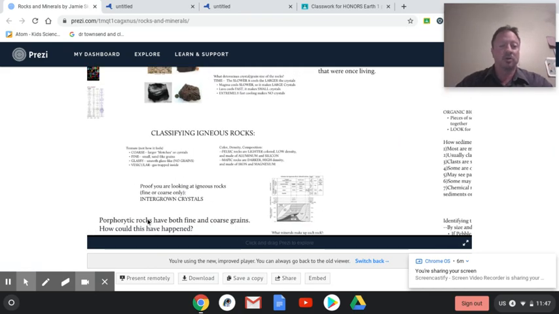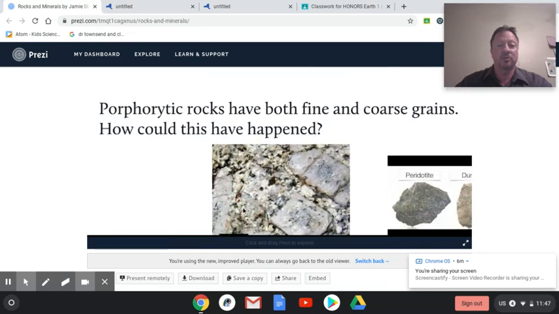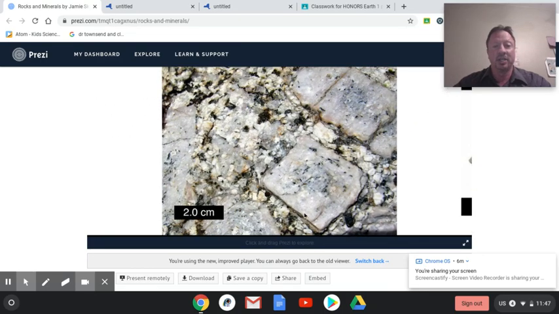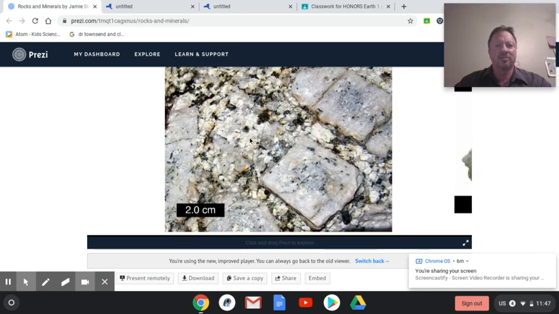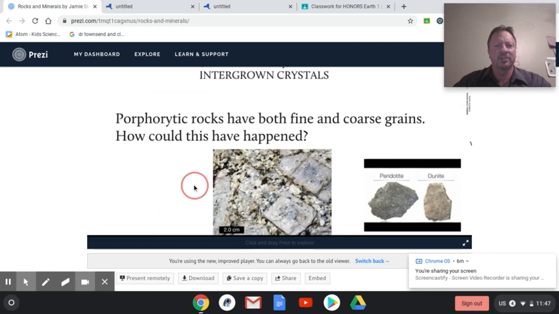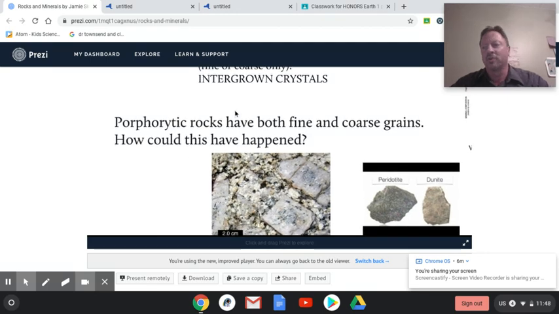Now, there are also some rocks where you see both fine and coarse, like right here. You see this big chunk. That's a big crystal. Then you see a bunch of little ones. These rocks are very rarely asked about on the Regents, but those are called porphyritic rocks. So they have both fine and coarse.